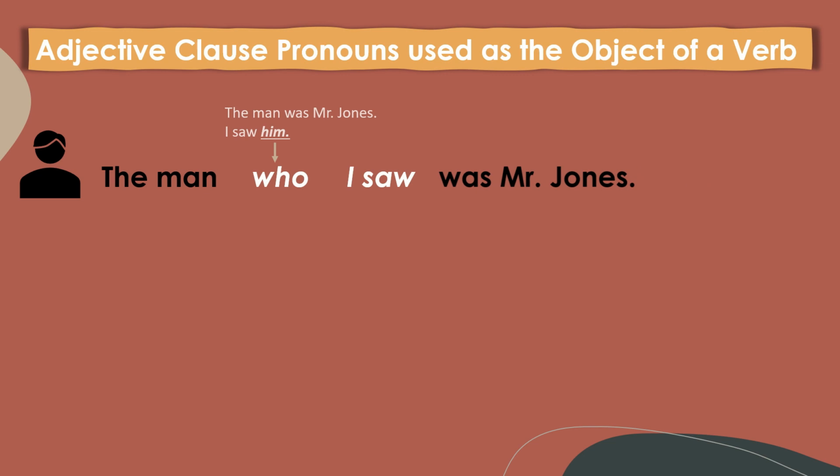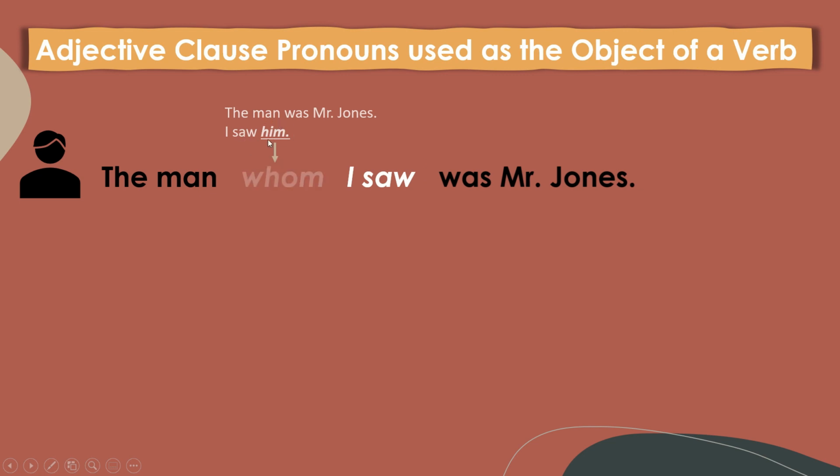The man who I saw was Mr. Jones. So if you want to modify the object of a verb, you don't need to rewrite this one in the multiple clauses. In the sentence with multiple clauses, you just omit this one because it is represented by this. So you don't need this anymore.